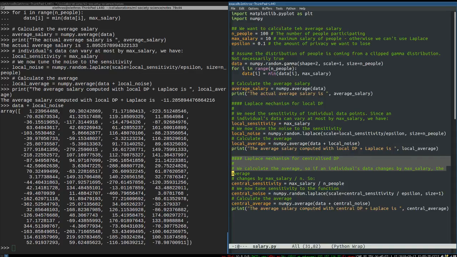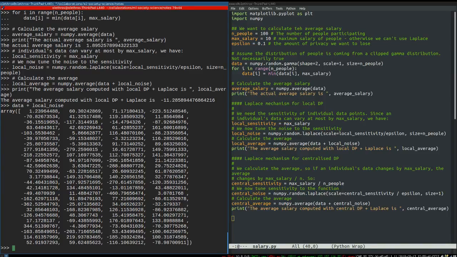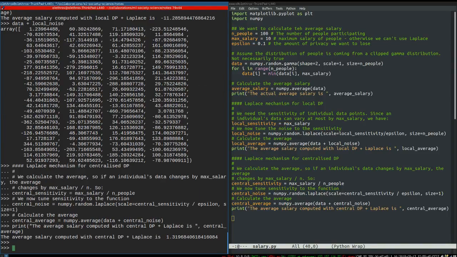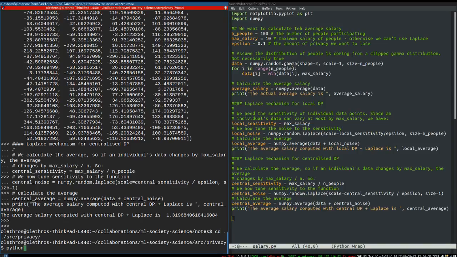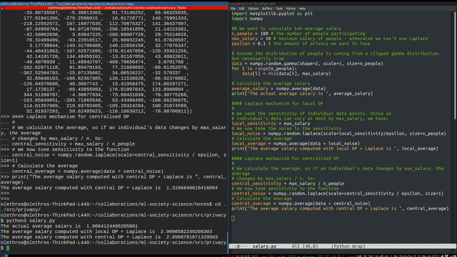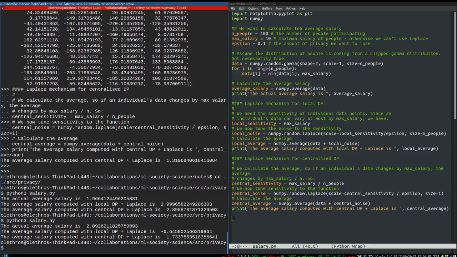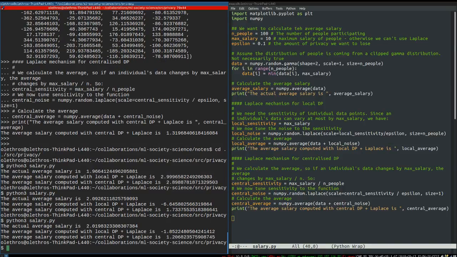What about centralized? We can do the same thing for centralized. Now we have to add less noise. So 1.3. It's still not very close, but at least it's not negative. If we run it again and again, we see different values. Let me just try. So here we got a better value. You can see it's mostly okay for the central mechanism.